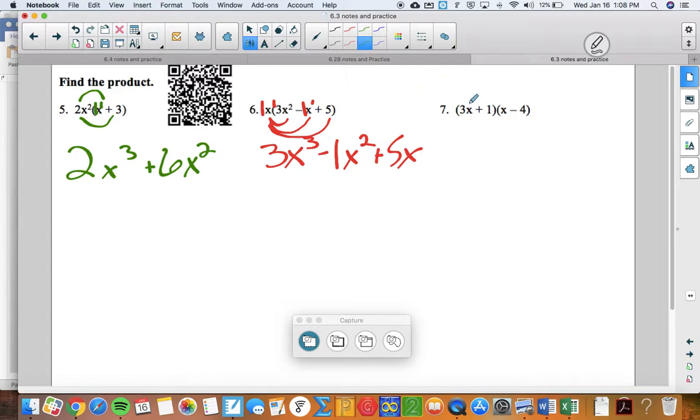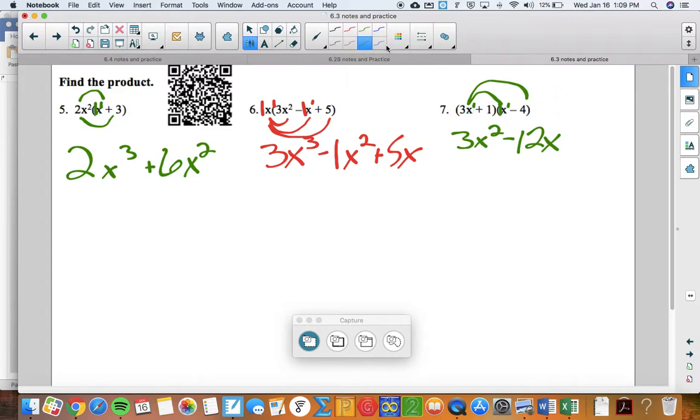Number 7, we are distributing the 3x to the x. Again, multiply the coefficients together, that gives you 3. And then add the exponents together. That's going to be x to the 1 times x to the 1. 1 plus 1 is 2. Here we have negative 4 times 3x. So that's a negative 12x, right? Because the 4 is negative. Negative times the positive is negative.